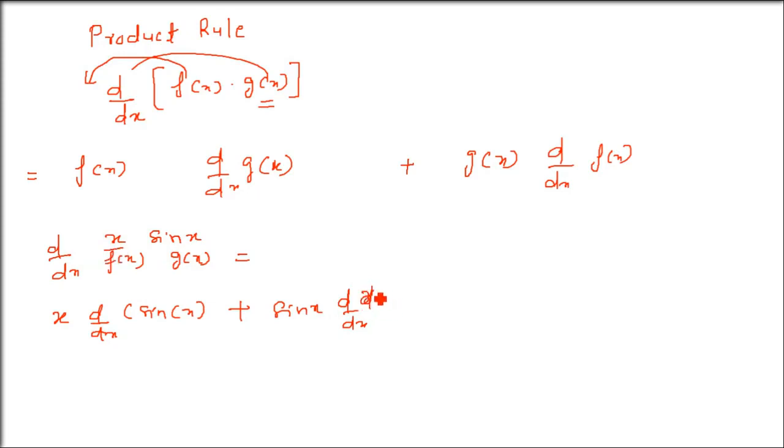So this is the product rule we have applied, and now let us see the value. d/dx of sin x is cos x, then sin x is already there, and d/dx of x is 1. So here we get x cos x plus sin x. This is the product rule we have applied.